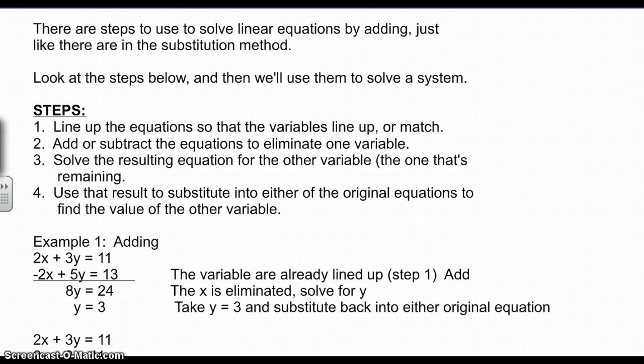In step 2, you do the adding or subtracting of the equations to eliminate one variable. You want one of the variables to actually disappear or be eliminated so that you're only left with one variable and you can solve for it. In step 3, you're going to solve the resulting equation for the other variable. That's the one that's left. So in other words, in step 2, if x was eliminated, you would be solving for y in step 3.